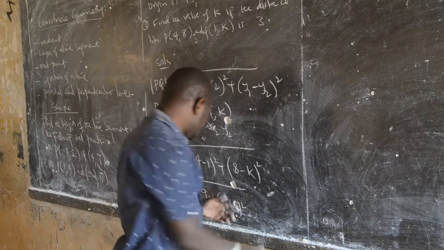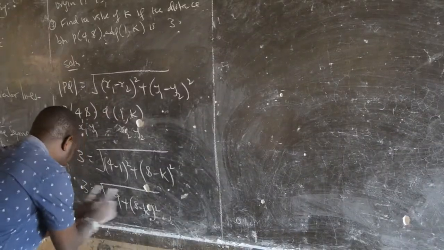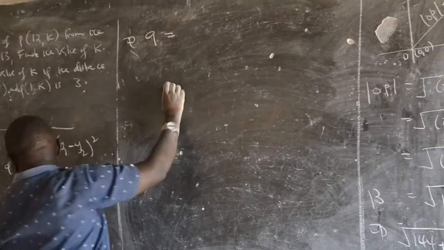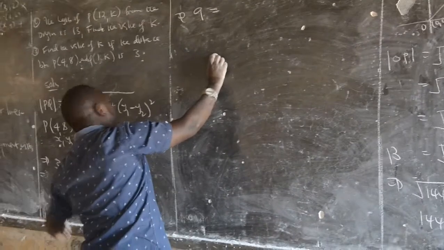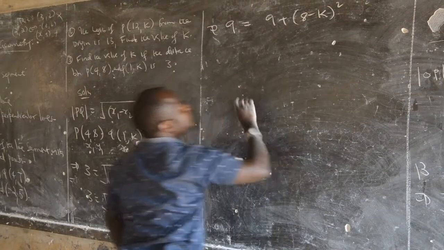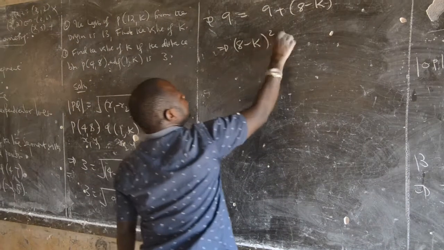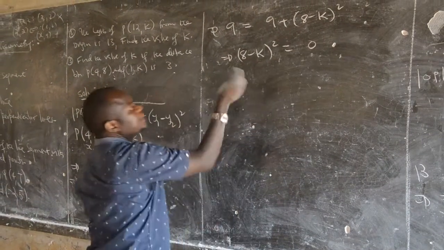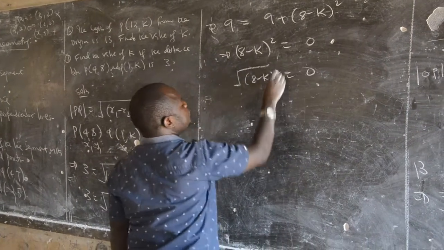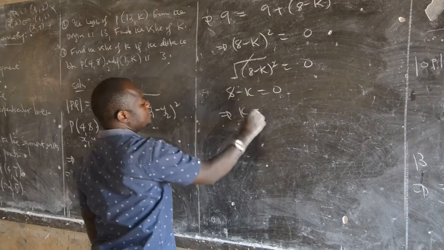So what do you do? You square both sides. To remove this root, you square both sides. So this will be 9 equals 9 plus 8 minus k squared, because when you square, the root cancels. When you subtract, it becomes 0. So 8 minus k, everything squared, is 0. You take the root on both sides, so this cancels, and you get 8 minus k is 0. So our k is 8.